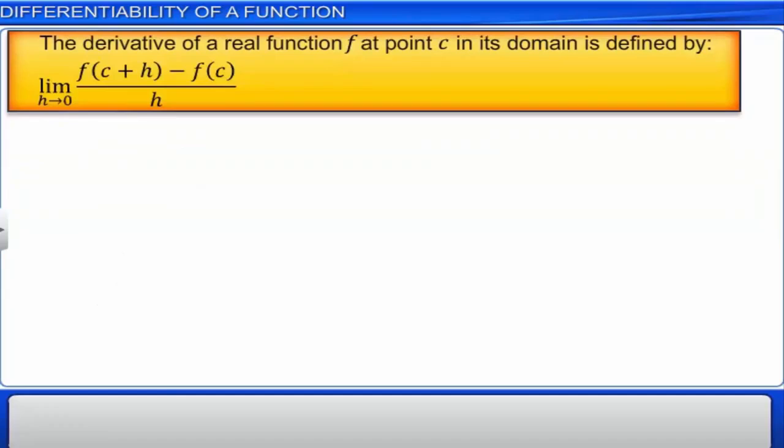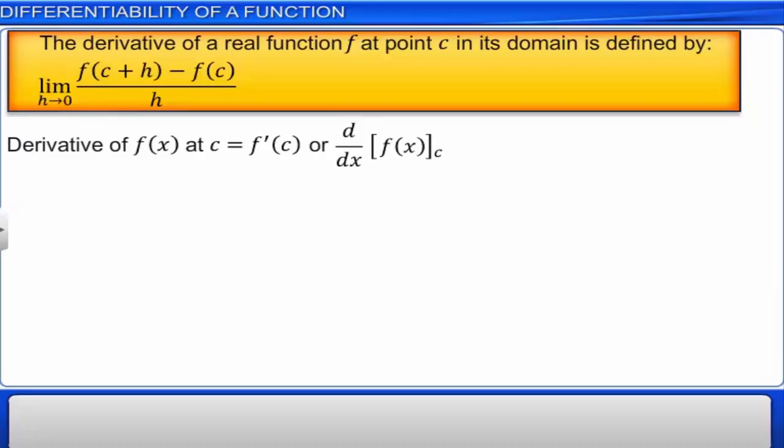The derivative of a real function f at point c in its domain is defined as the limit of (f(c + h) - f(c)) divided by h as h approaches 0, provided the limit exists. The derivative of f(x) at c is denoted as f'(c), or d/dx of f(x) at c, or commonly as f'(c).